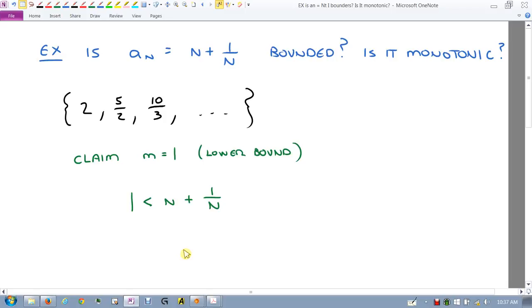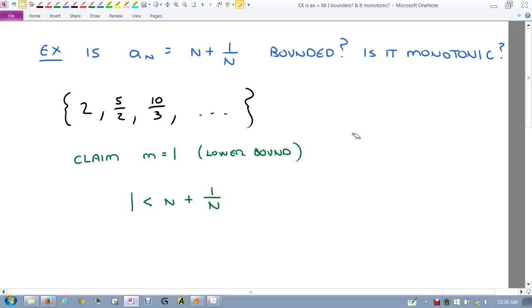Here's what I think would have been an easier way to make this claim. Although this is perfectly fine, you could probably convince someone eventually, right? I mean, look at this number right here. What's the smallest it can be? 1. And then 1 over anything is going to be a positive number, right? 1 over n is going to be positive. So if you take 1 and you add a little bit more to it, it's got to be bigger than 1, right? So I think you could almost convince someone just by writing that down.